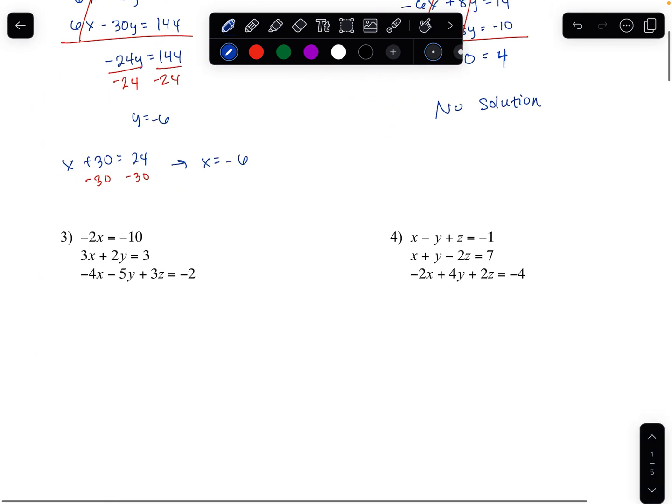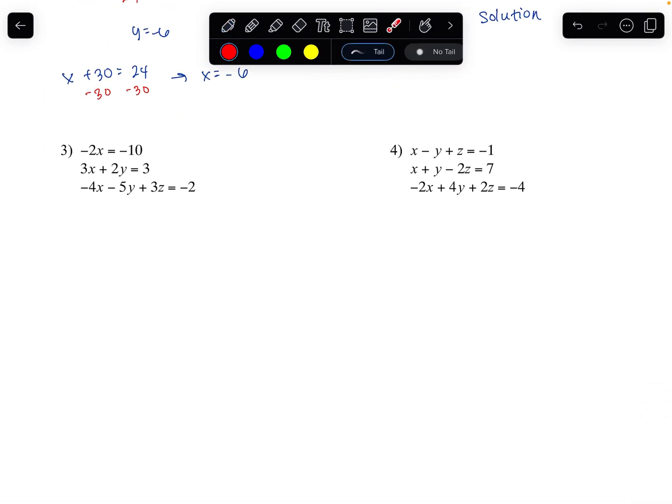Okay. Question 3. Notice that the top equation here only has one variable, so that means we can easily solve for this equation without having to do much. Right away, if I divide by negative 2 on both sides, you'll get x is equal to positive 5. So if I divide this by negative 2, it's just going to become x. If I divide this by negative 2, you're going to get 5. And since I have 5 for x, I can plug that into this equation.